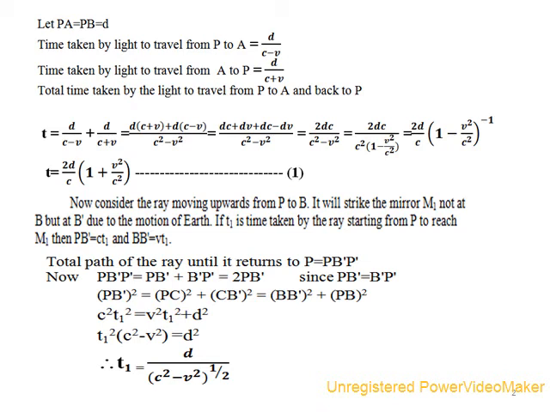Then PB dash square, from the right angle triangle, is equal to PC square plus CB dash square. Here CB dash is the same expression as BB dash whole square plus PB whole square. Then substituting that expression, c square t1 square is equal to v square t1 square plus d square. Taking t1 square outside the bracket, t1 square into c square minus v square is equal to d square, or t1 is equal to d divided by c square minus v square to the power of 1 by 2.